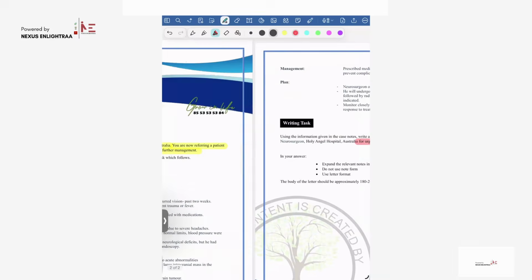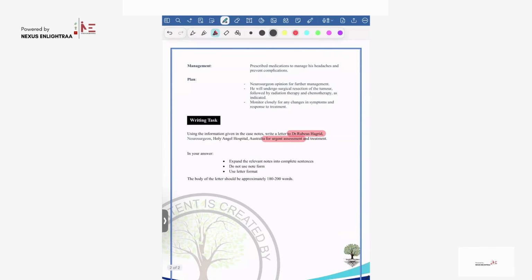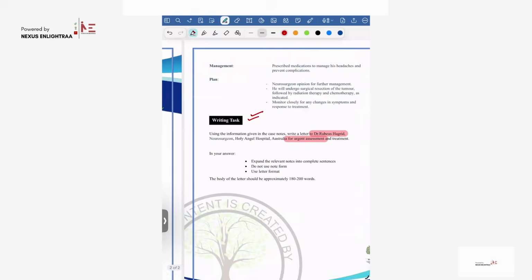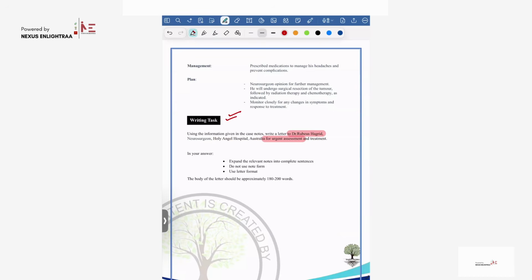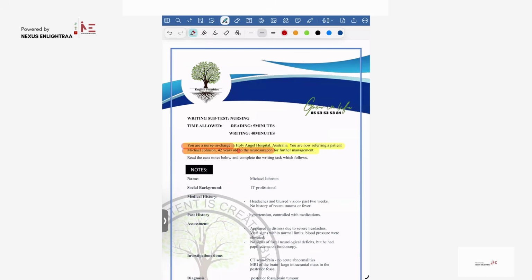One thing you need to do is read the first paragraph and then read the writing task. I can advise you to go straight to the end of the task and see what the writing task is. That is also a good way to do it. You go straight down to the writing task, see what the task tells you to do, and then come back and read this part.